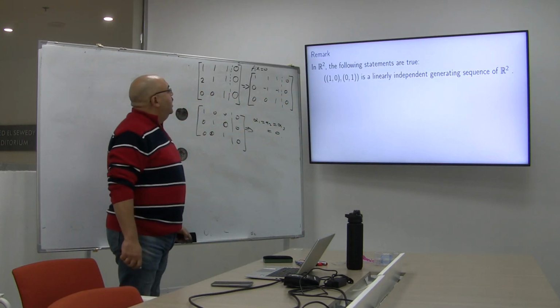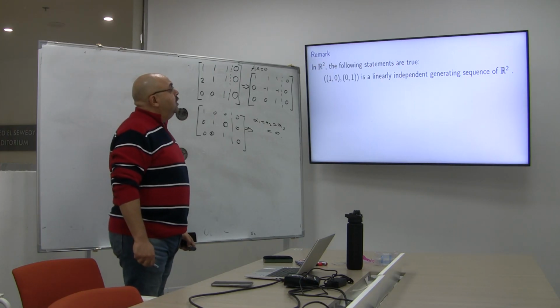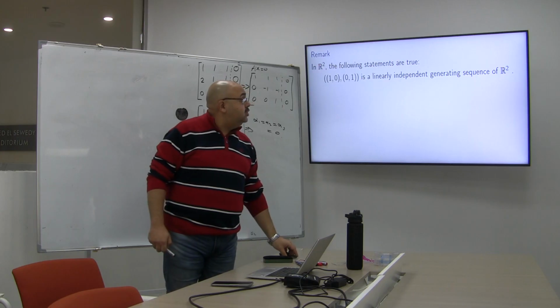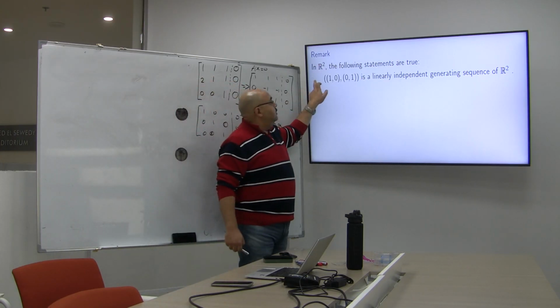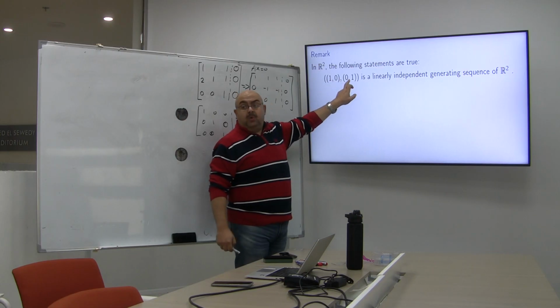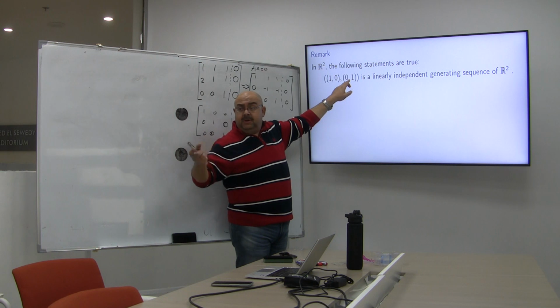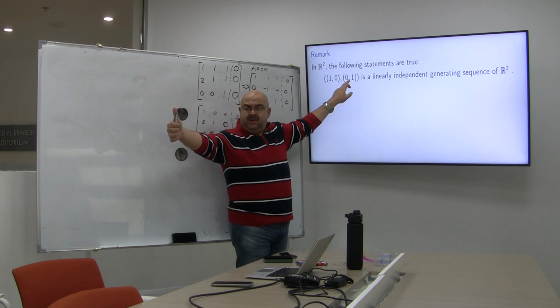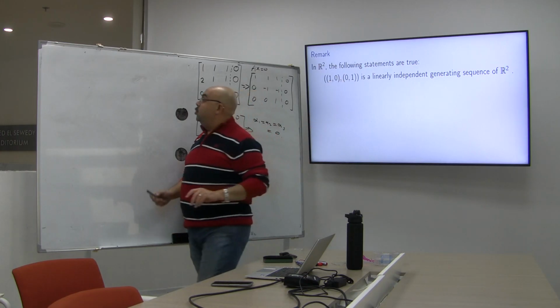Okay. In R2, the following statements are true. (1,0) and (0,1) is a linearly independent generating set of R2. Of course, if you try to get K1 times (1,0) and K2 times (0,1), the matrix will be a unit matrix, so the solution will be K1 equal to 0, K2 equal to 0, so they are linearly independent.